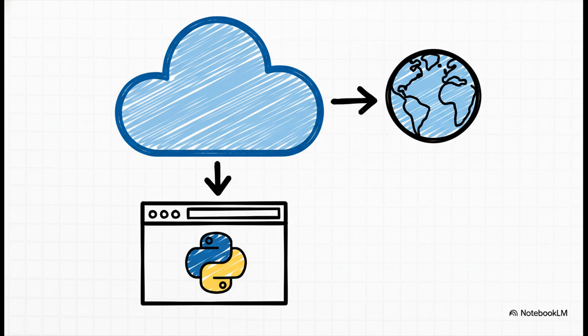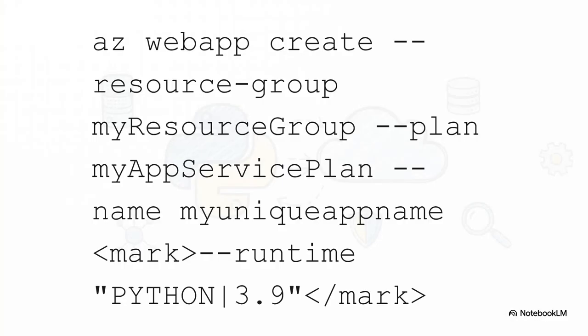This one command sets up a dedicated space on Azure's web servers. It configures it to run Python, and it generates that super important public URL. So let's just quickly break this command down. See how we're tying it to the resource group and the plan we just created? Everything's connected. Then we give it a name that has to be totally unique across all of Azure because that becomes part of its URL.